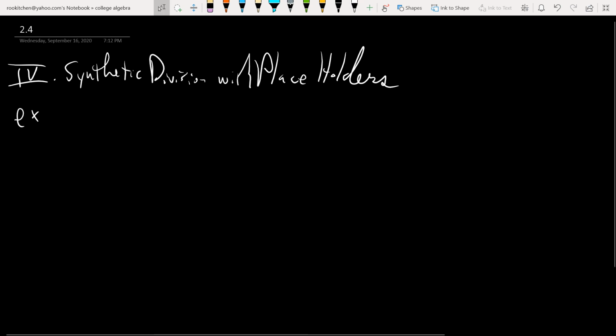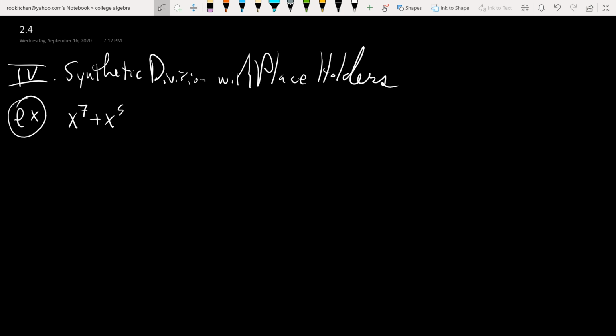Synthetic division with placeholders. So let's try another example then. And what do we have? x to the 7th plus x to the 5th minus 10x cubed plus 12 divided by x plus 2. Let's figure this out.